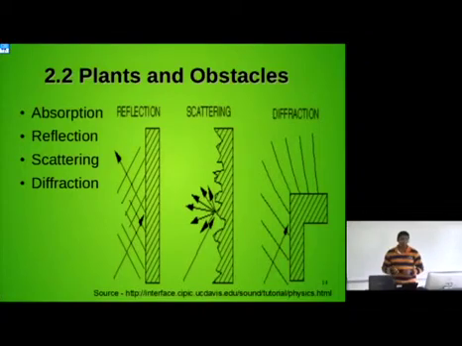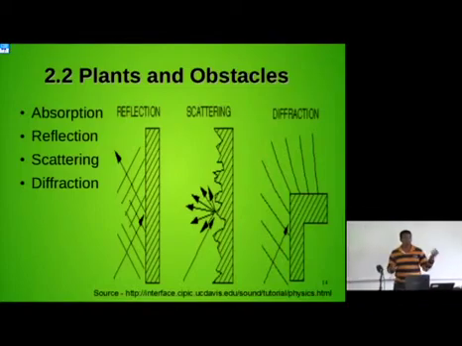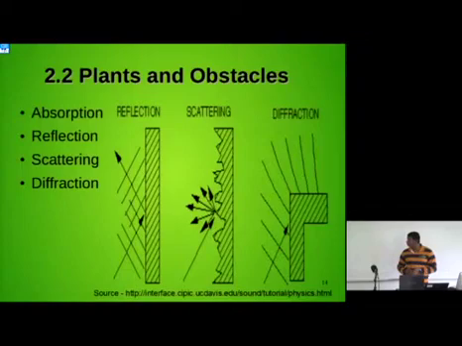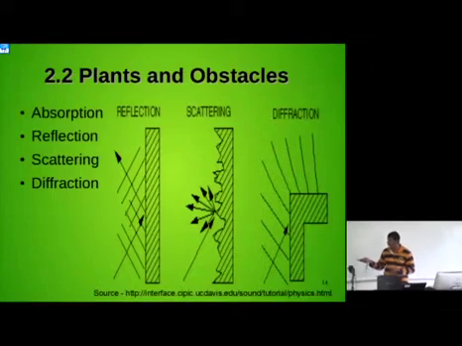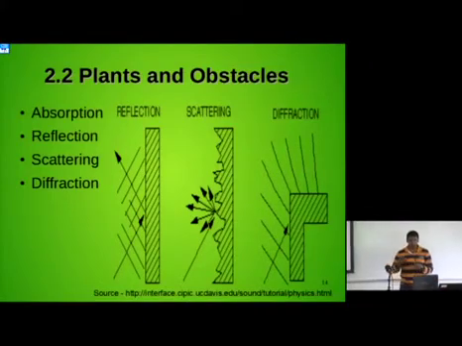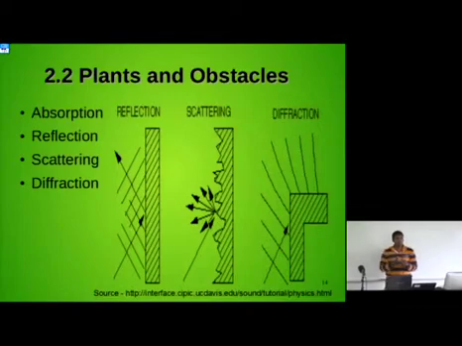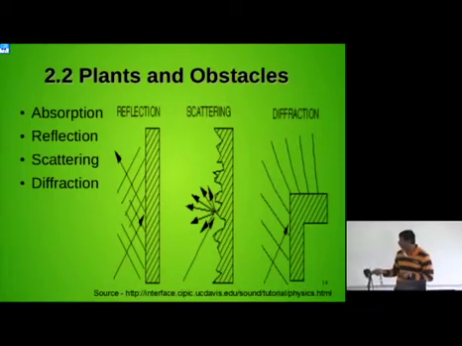Reflection. When the sound is emitted, as you saw the robot emits the sound, it can be reflected from the plants, or it can be scattered. Scattered means the sound hits the plant and is scattered in different directions. And the sound can be diffracted. Diffracted means when you have an obstacle, sound tends to bend near the obstacle. That's the diffraction.